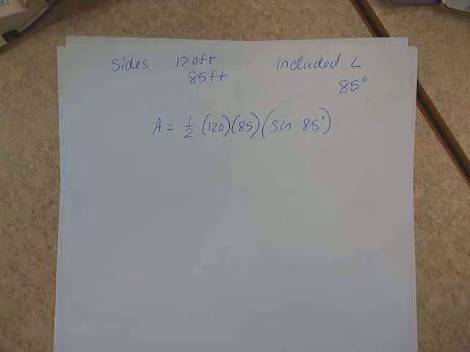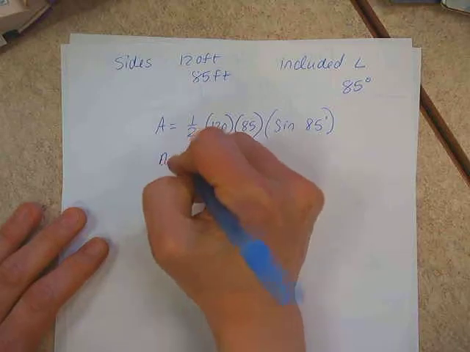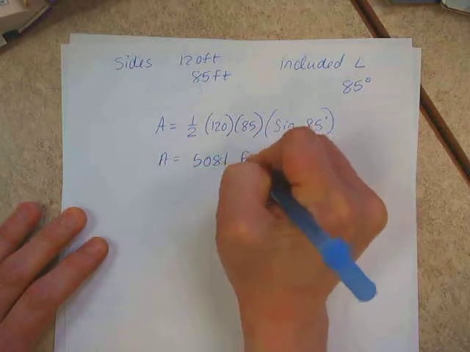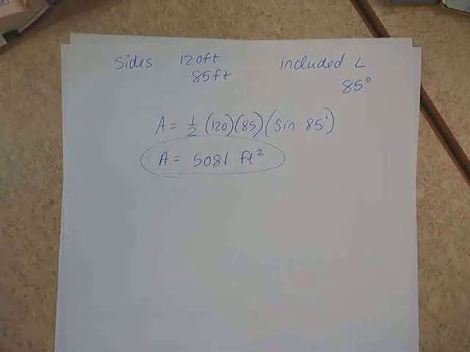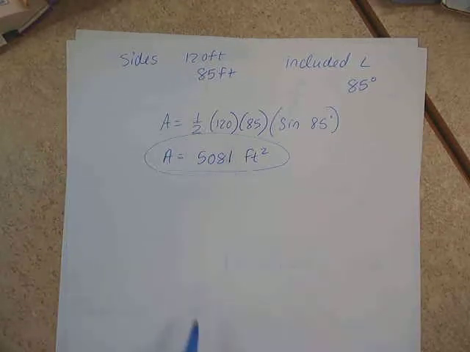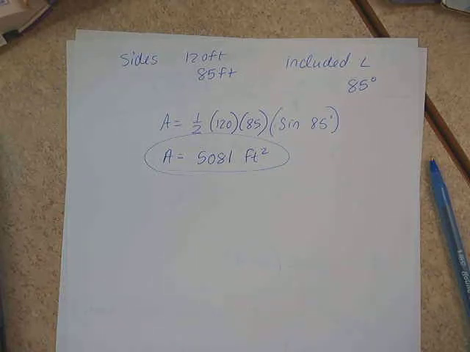So to the nearest square foot, what do we get? 5,081 square feet. Because it would be 5,080.5, that would round up to 5,081.